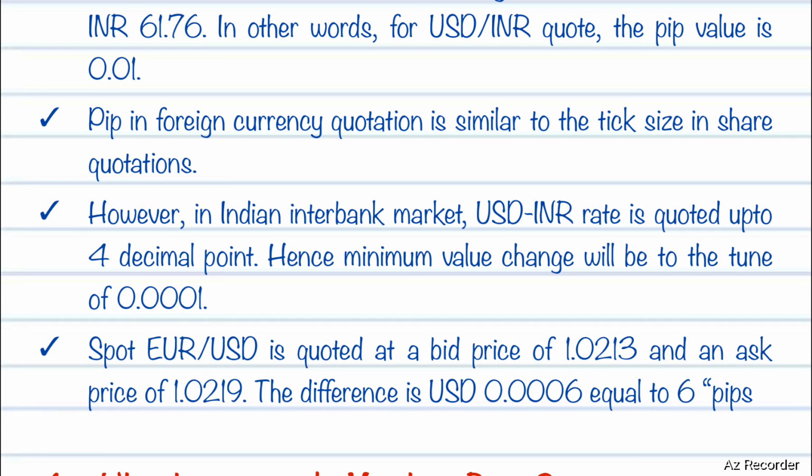Hence, the minimum value change will be to the tune of 0.0001. Spot Euro per USD is quoted at a bid price of 1.0213 and an ask price of 1.0219. The difference is USD 0.0006, which equals 6 pips.